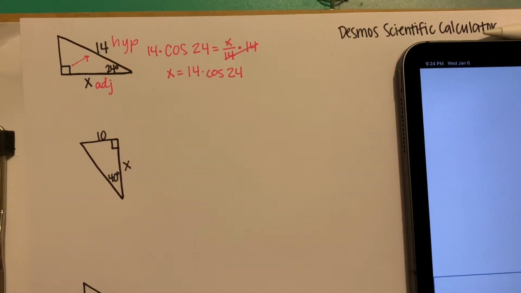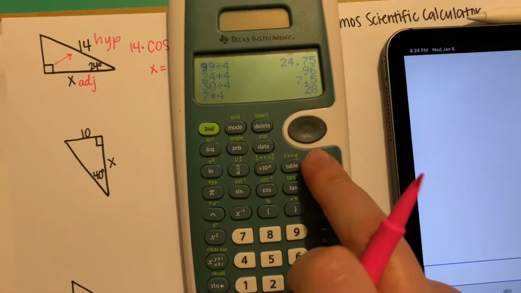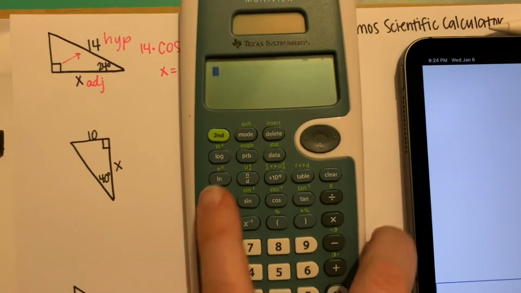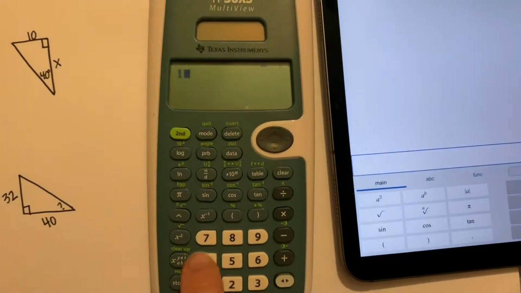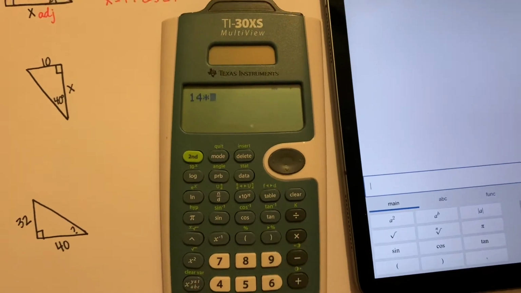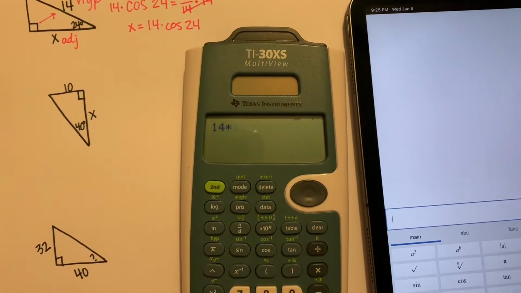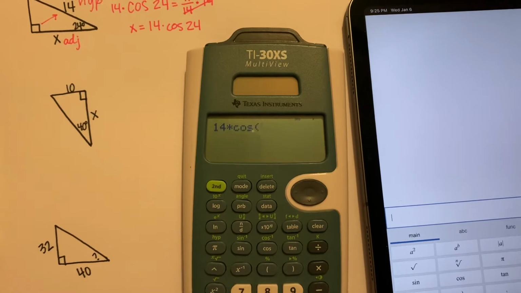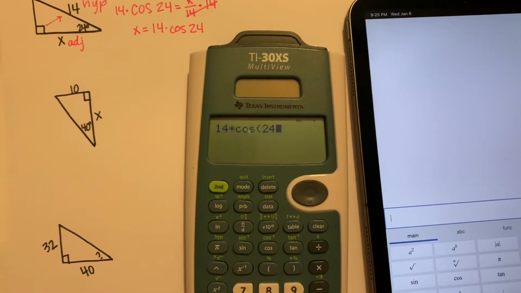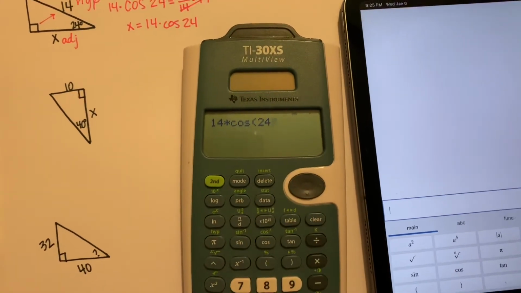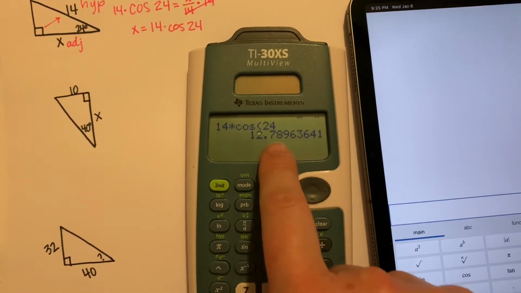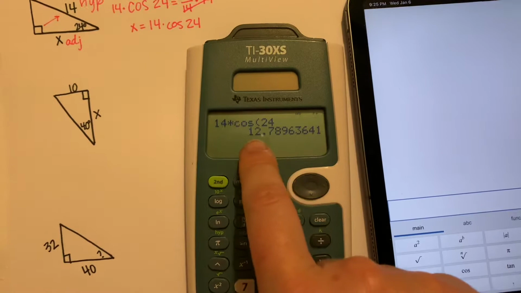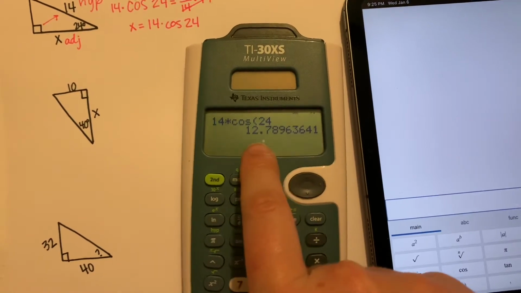If I'm entering it on a calculator like this, I enter it just like I see it. 14 times, then hit the cosine button, 24. Enter. You don't have to close the parentheses, but you can if you'd like. I usually round these to 1 or 2 decimal places, whichever you prefer is fine. For this one, I'm going to write that the answer is 12.8.